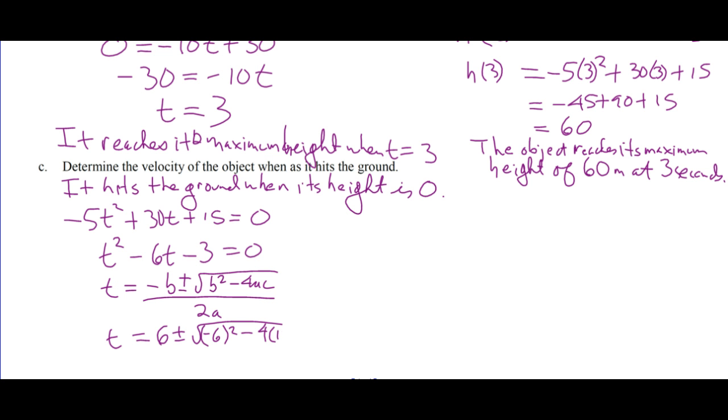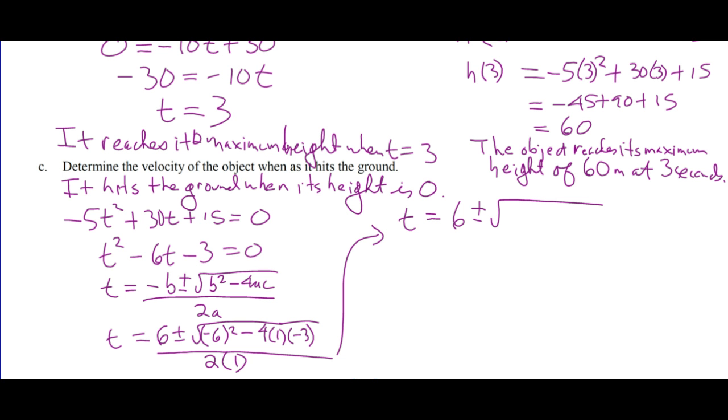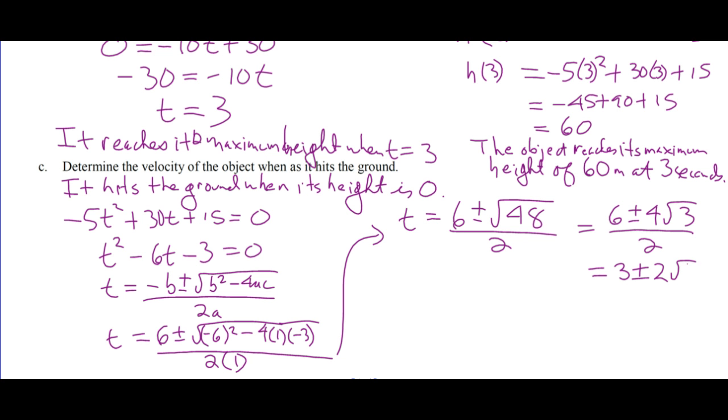Minus 4 times 1 times negative 3 over 2 times 1. All right, what do we got? 6 plus or minus, so we got what? 36 plus 12, which is what? 48? That doesn't need to be so big. Over 2. 6 plus or minus 4 root 3 over 2, so 3 plus or minus 2 root 3.